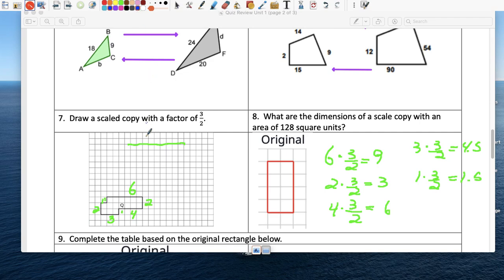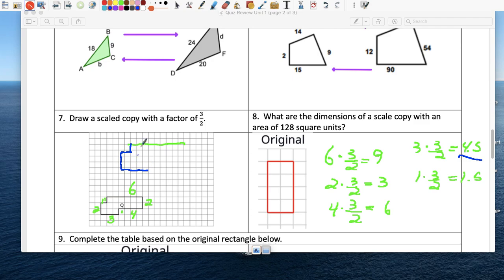Let me change colors. The sides that measure 1, these two that are 1s, it would be 1.5. So this one would be 1.5. Going to the right, 1.5. Going down, the side that measures 2 is not 2 anymore, it's 3. So it's going to be 1, 2, 3. The side that measures 3 is no longer 3, so here has to measure 4.5. So we're going to go 1, 2, 3, 4.5.